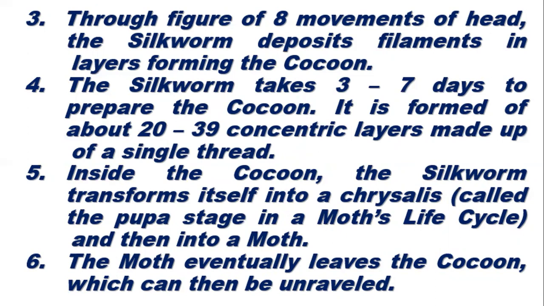Fourth, the silkworm takes 3 to 7 days to prepare the cocoon. It is formed of about 20 to 39 strong concentric layers made up of a single thread. Fifth, inside the cocoon, the silkworm transforms itself into a chrysalis and then into a moth. Sixth, the moth eventually leaves the cocoon, which can then be unraveled.